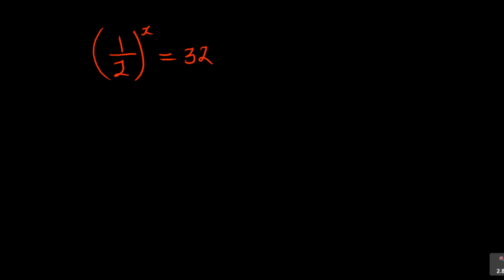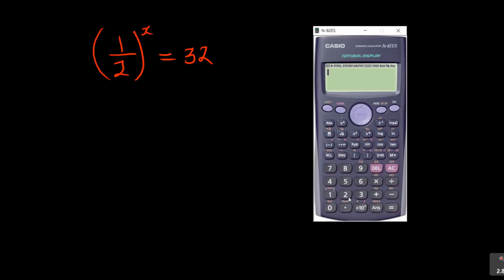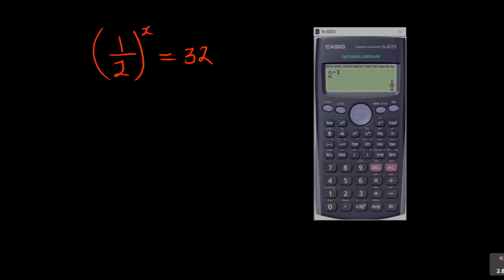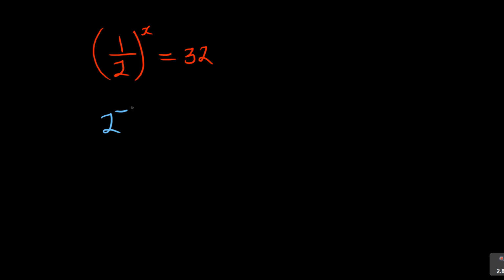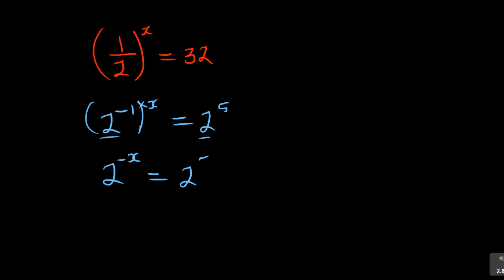But again, look at this. If I am bringing in the calculator again to say what is 1 over 2? You need to know that 2 to the exponent negative 1 is what? It's 1 over 2. So just convert that to 2 to the exponent negative 1, to the x, is equal to 2 to the power 5. Why? Match them. The negative 1 and x multiply, so negative x is equal to 2 to the power 5.